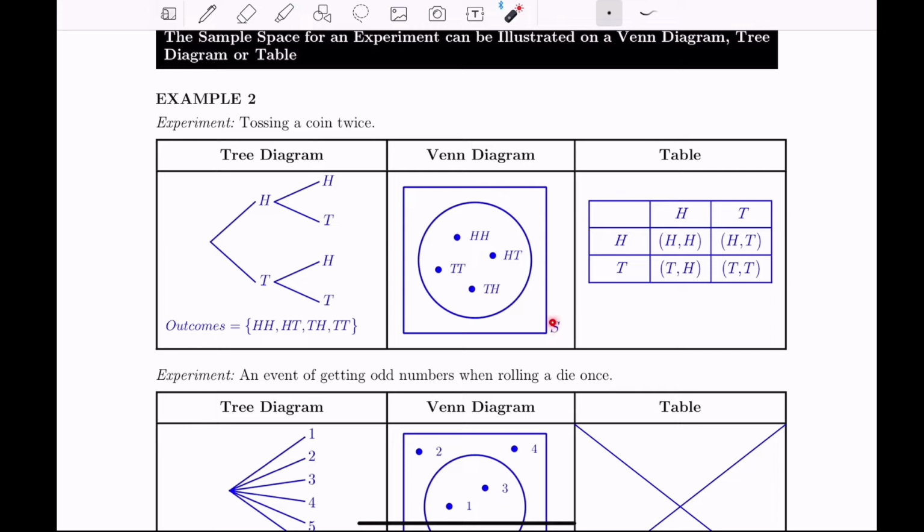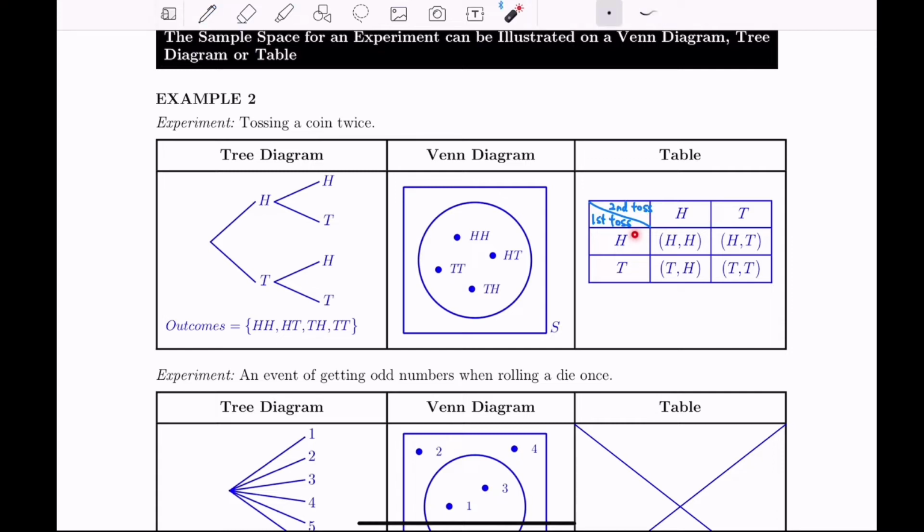Okay, S means sample space. So if we illustrate our experiment in a table, we can also illustrate our experiment by using a table. So let's say this is our first toss. This is our second toss.